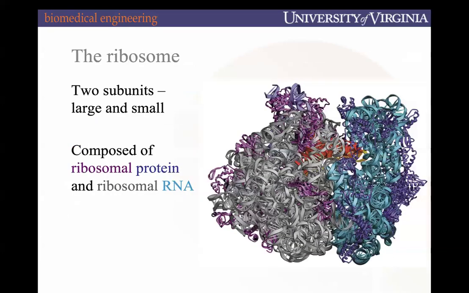And so one other key player that I want to take a moment to describe here is the actual ribosome itself. Each ribosome is comprised of two subunits. We have the large and the small subunit. And in addition to that, it's also comprised of ribosomal proteins that are pictured here in purple.